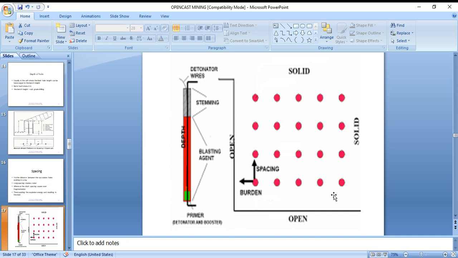Coming to here, the hole to hole distance is called spacing. And here we observe the first row to the open space, that is a free face, is called a burden. The remaining all times the burden, this is a burden, this is a burden. The burden to each row, hole to hole, is called spacing. So spacing into burden into depth, you will get the volume of the particular hole. How much volume we will get for a particular hole. So this is called spacing.